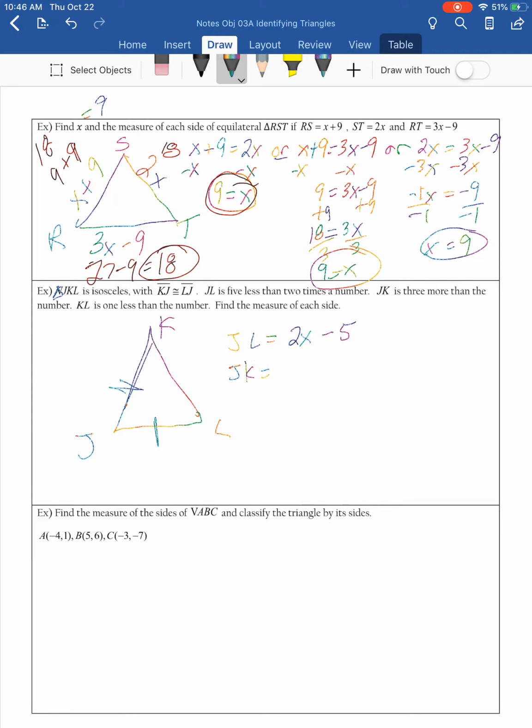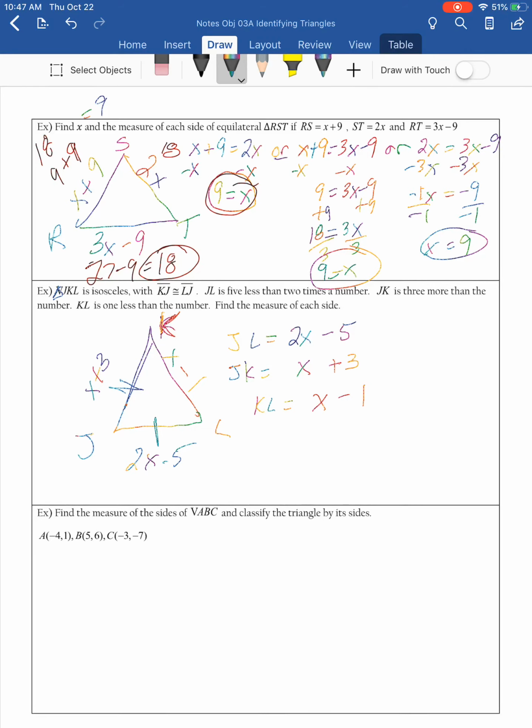JK is 3 more than, so I always write the plus 3, more than the number. Okay, and KL is 1 less than, so I'm going to put the minus 1 over here, than the number. Okay, and it says find the measure of each side. So I actually draw that in my diagram. So JL is 2x minus 5, JK is x plus 3, and KL is x minus 1. And this is a K. I know that this looks really funky.